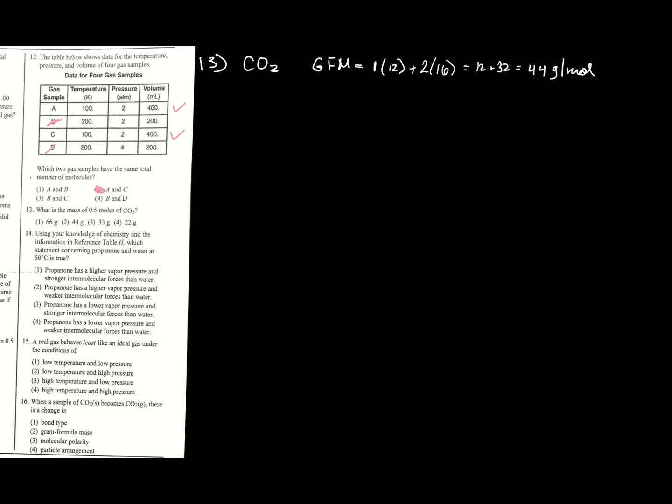Now, the next thing you're going to do is look at the reference table, table T. They have the equation for this, where number of moles equals given mass, which we're looking for, over gram formula mass. Oh God, my G looks terrible. Okay. They give us 0.5 moles.